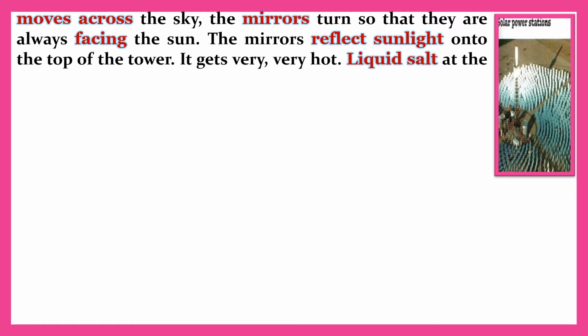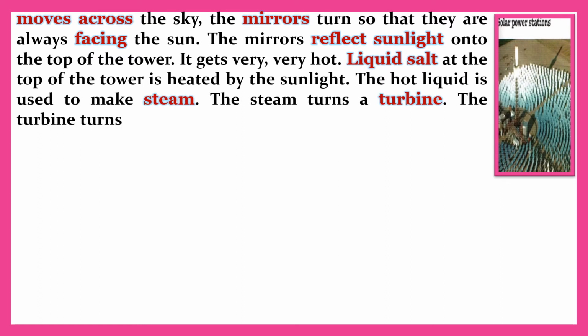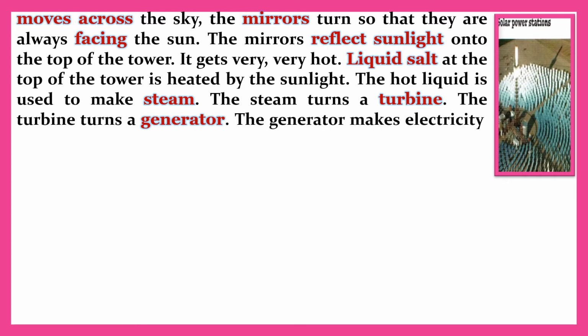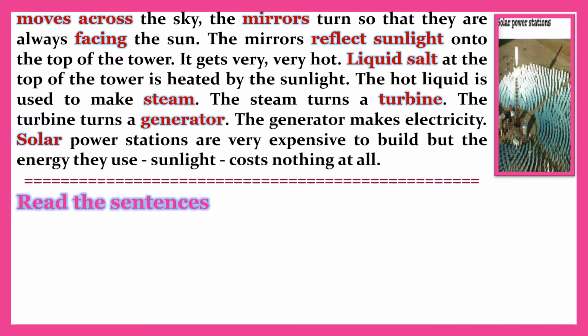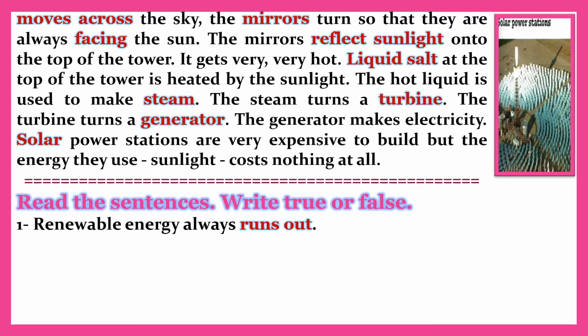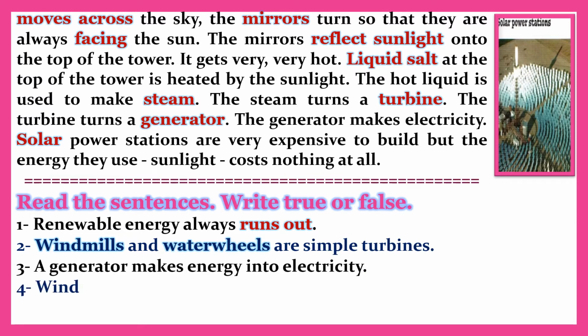It gets very, very hot. Liquid salt at the top of the tower is heated by the sunlight. The hot liquid is used to make steam. The steam turns a turbine. The turbine turns a generator. The generator makes electricity. Solar power stations are very expensive to build, but the energy they use, sunlight, costs nothing at all.